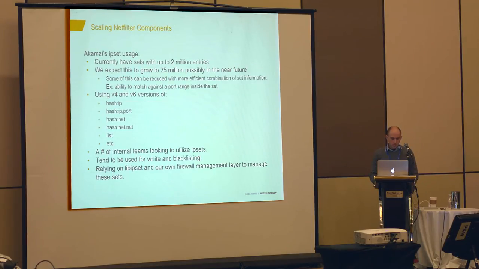Let's see. So that was pretty much all that I had to talk about for iptables right now. We really spend more of our time in the ipset code, especially recently. We've gotten a lot of internal requests to use more IP sets for things. As Pete mentioned, through force field, we have that ACL where there's about 460,000 entries. We also have other teams where I think they've got sets in the order of 2 million entries, with a possibility of going up to 25 million in the next couple of years, or maybe even sooner.